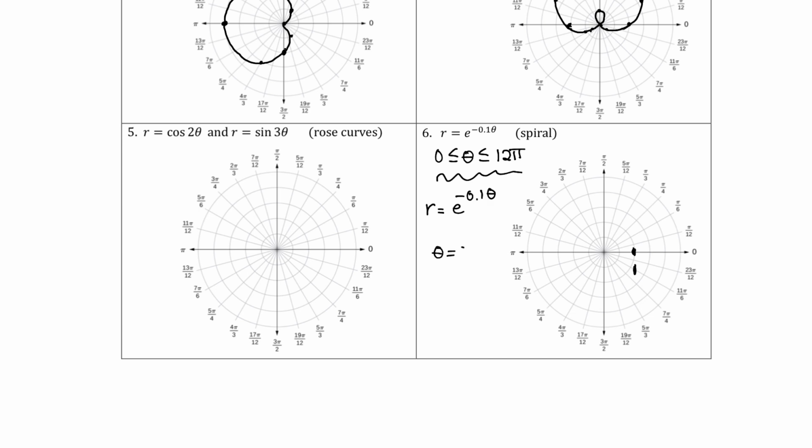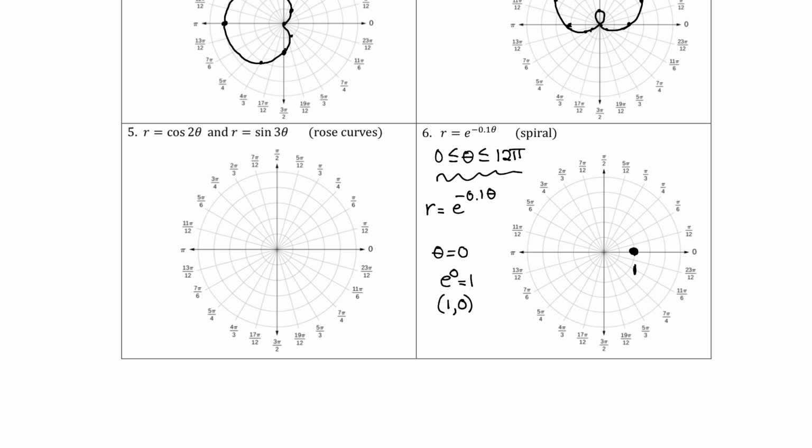When theta is 0, I should have e to the 0, which is 1. So I should be graphing the point 1 for my r, 0 for my radius, which is this right here. Oh, God. And then it spirals in. This guy spirals in.